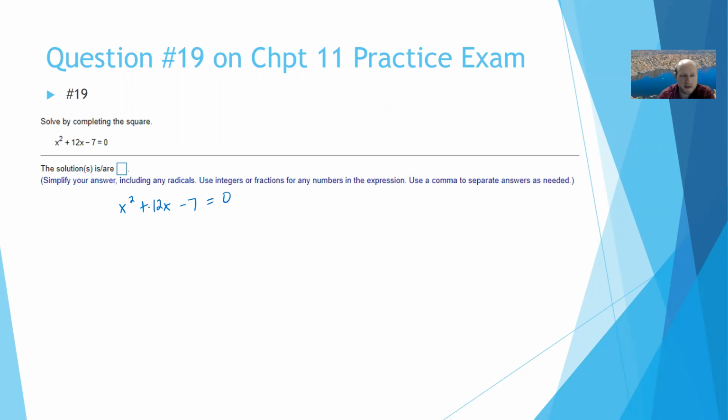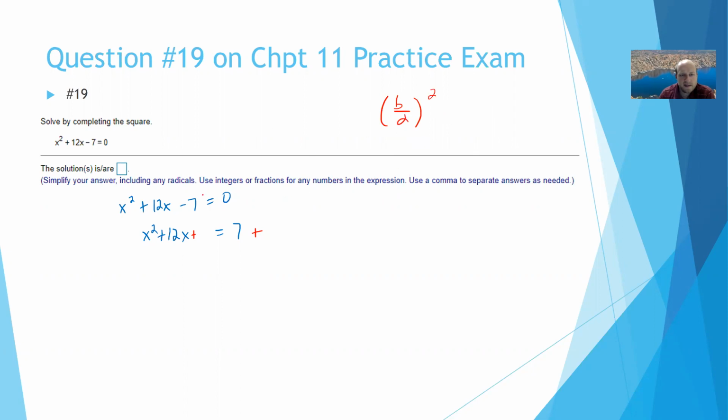But I do have a 1, so I'm just going to move on here. So our first step here is to move this negative 7 to the other side. So I add it to the other side, it becomes a positive. Now I want to add to each side of this equation. I want to add b over 2 squared, whatever that is.